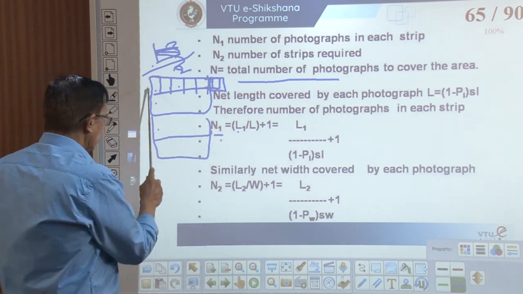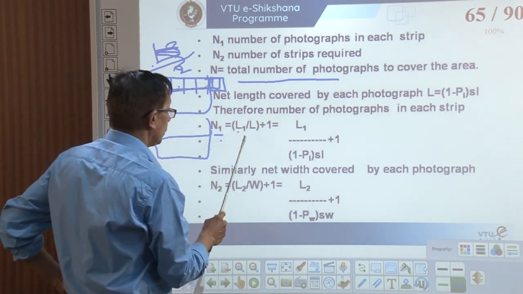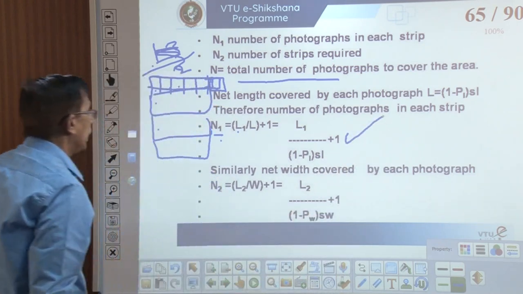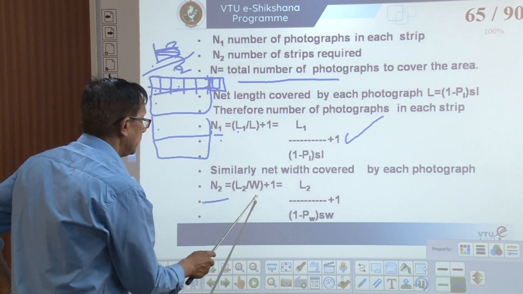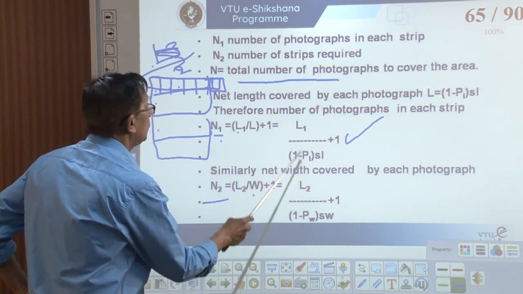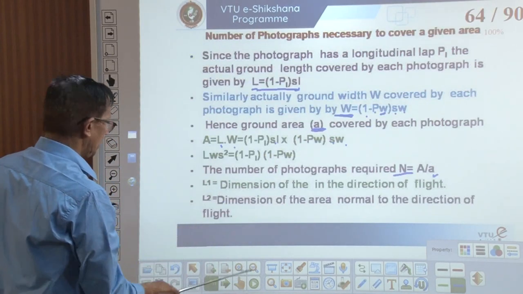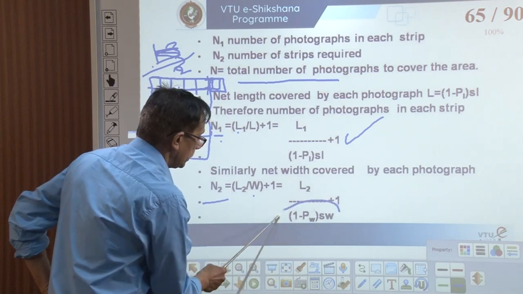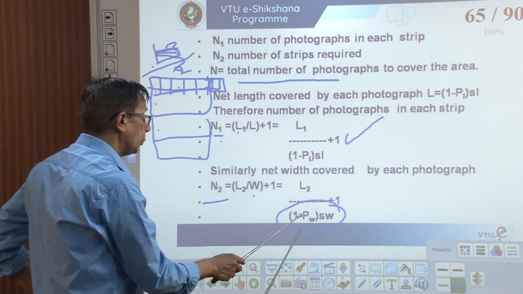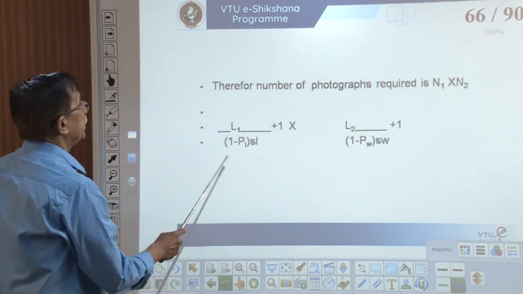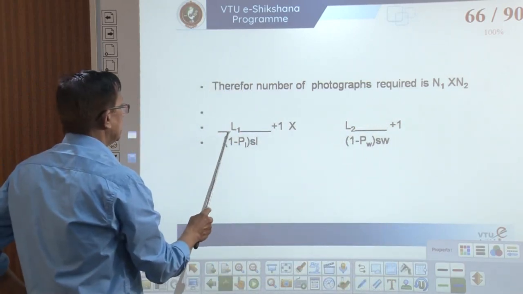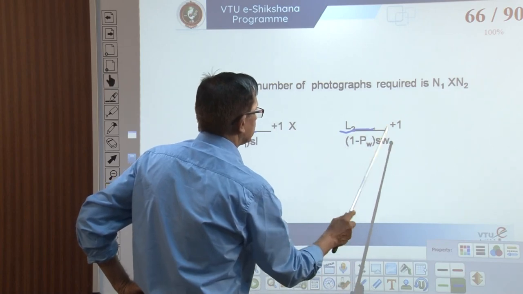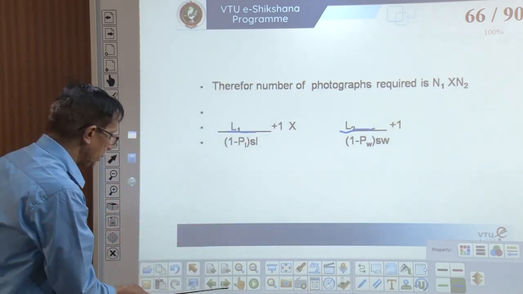Therefore, along the given length, the number of photographs N1 equals L1 divided by (1 minus PL) into SL, plus 1. This is the number of photographs I get. Similarly, the net width is covered by L2 divided by the width coverage, plus 1. L2, just now we have seen, L1, L2. So N2 is L2 divided by (1 minus PW) into SW, plus 1, where PW is the side lap, and this is the actual area covered by an individual photograph. Thus, the number of photographs N1 into N2 is [L1 divided by (1 minus PL) into SL plus 1] into [L2 divided by (1 minus PW) into SW plus 1]. This gives the number of photographs required to cover a given area.